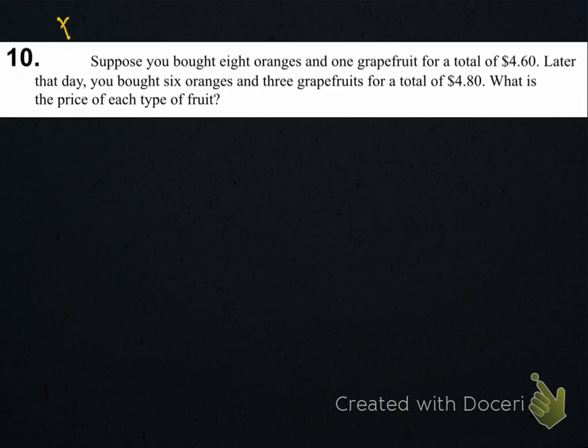Alright, on to our word problem. We're going to use x for oranges. And we're going to use y for grapefruits. Okay. And let's stop and read this real quick. Suppose you bought 8 oranges and 1 grapefruit for a total of $4.60. Later that day, you bought 6 oranges and 3 grapefruits for a total of $4.80. What is the price of each type of fruit?